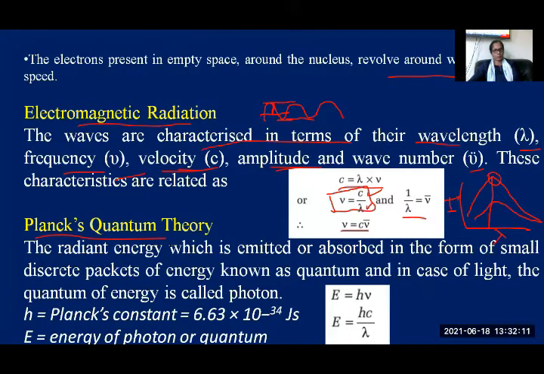Planck's quantum theory was developed. So according to Planck's quantum theory, radiant energy which is emitted or absorbed will be in the form of small discrete packets of energy known as quanta.